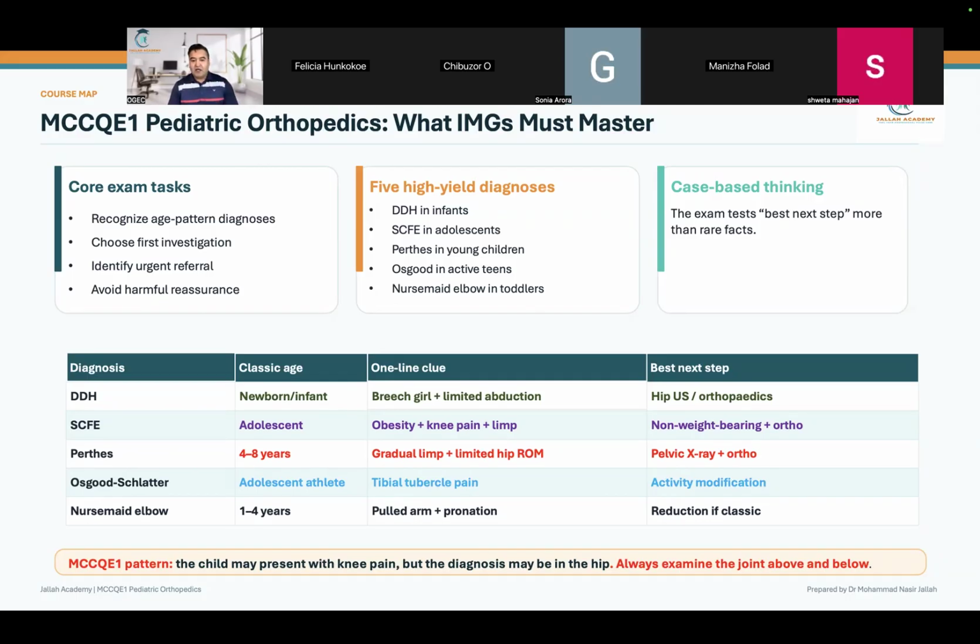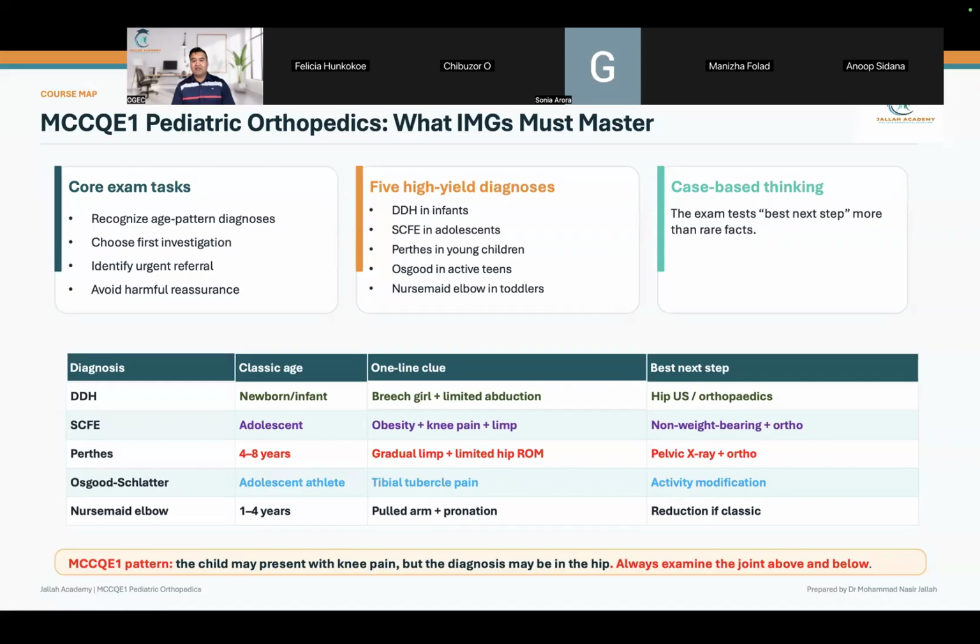And gradual limping, limited hip rotation, pelvic X-ray plus ortho. Both of them, you can do the X-ray if you want to, but they are emergencies. You have to send them to a specialist. Osgood-Schlatter, however you pronounce it, is also happening in adolescents, but athletes. Remember, tibial tubercle pain, anterior knee pain like patellofemoral syndrome, and activity modification, almost the same treatment.